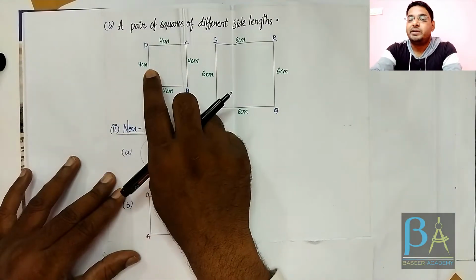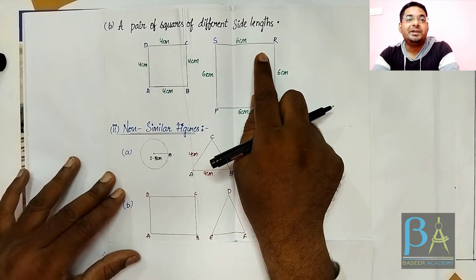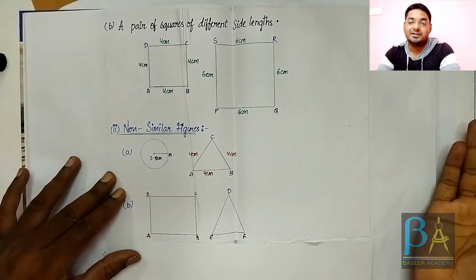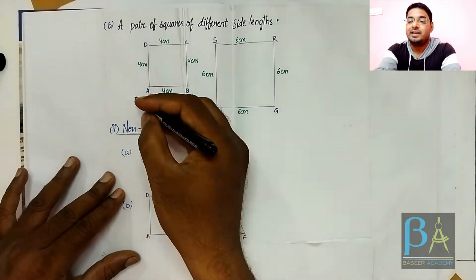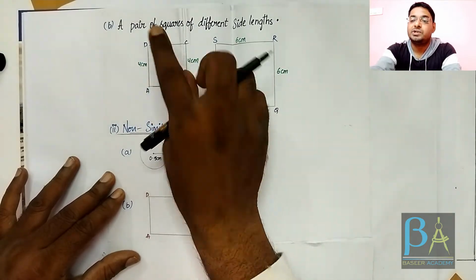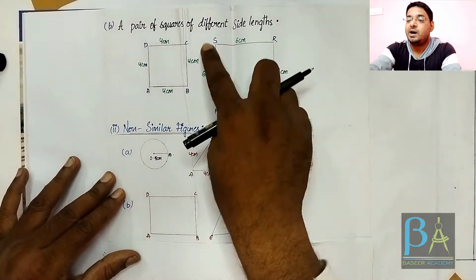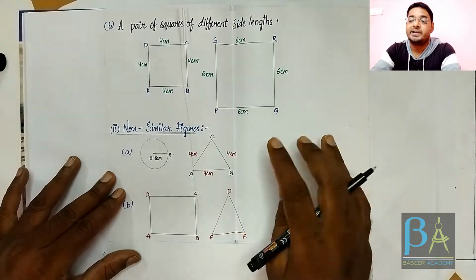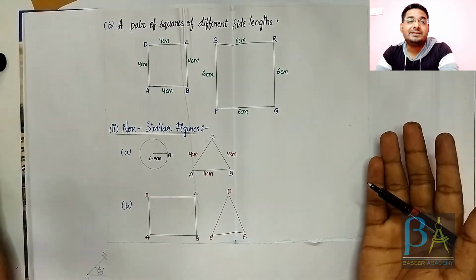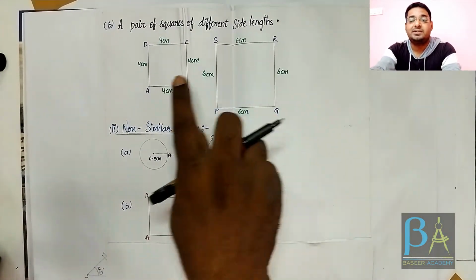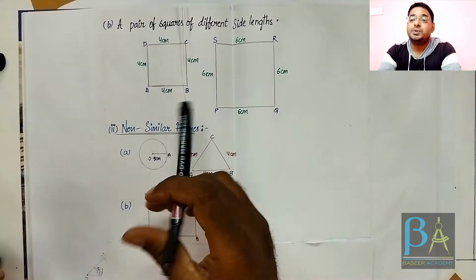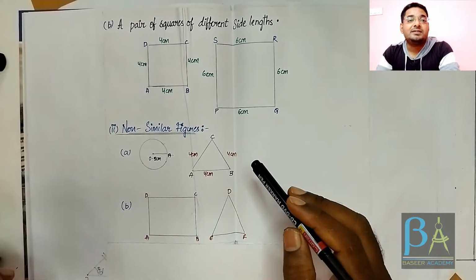I give you one more example here of a pair of similar figures. Two squares of different side lengths are also similar to each other because obviously they have the same shape. Quadrilateral ABCD is a square in which all the four sides are equal, and quadrilateral PQRS is also a square in which all the four sides are equal to each other. So obviously two squares having different side lengths are similar to each other. This is a square and this also is a square, but they don't have the same size.